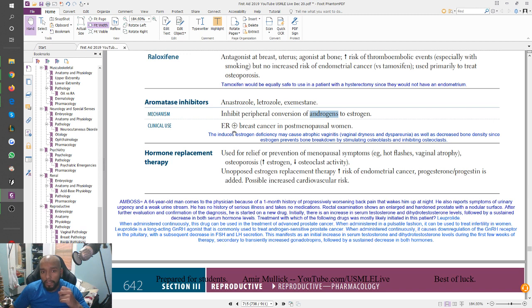The induced estrogen deficiency may cause atrophic vaginitis, like vaginal dryness and pain during sex, as well as decreased bone density, since estrogen prevents bone breakdown by stimulating osteoblasts and inhibiting osteoclasts. And this is a little review of something that happened way back in musculoskeletal, right? We got to see what estrogen's real interplay was with the bone. So estrogen actually prevents bone breakdown by causing more osteoblastic activity, right? And osteoblasts make bone, and inhibiting osteoclast activity. Osteoclasts break bone.